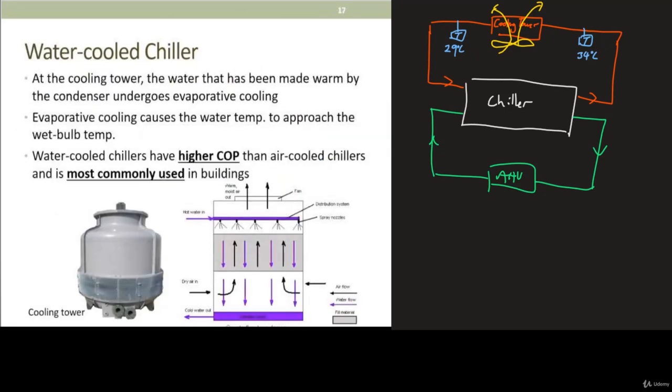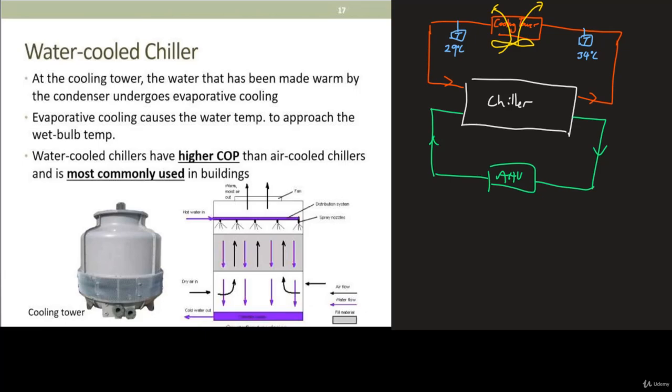Okay, so at the cooling tower, the water, like I mentioned just now, is getting warmer because of the condenser that is rejecting heat to it. The condenser water gets heated up to 34. It will trickle down the tower, and you have a fan to induce evaporation. That's how it brings down the temperature of the condenser water.